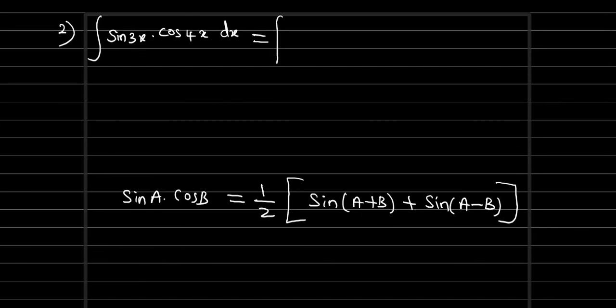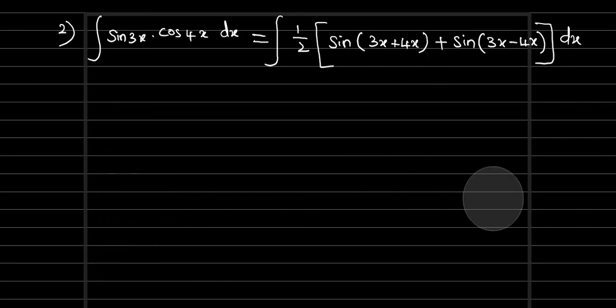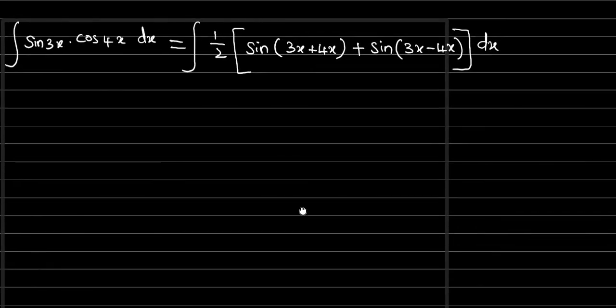So if we change now, integral 1 by 2 sin of, what's happening here? A plus B. So both the angles are getting added. So here 3x plus 4x. Next, plus sin A minus B. So A and B is getting subtracted. So 3x minus 4x. That's all. We got it into standard form. So further we'll simplify. After that we can apply the integrals. That's all. This sum will be done.